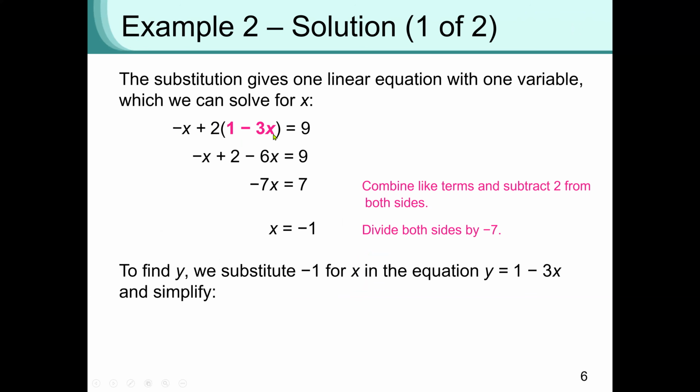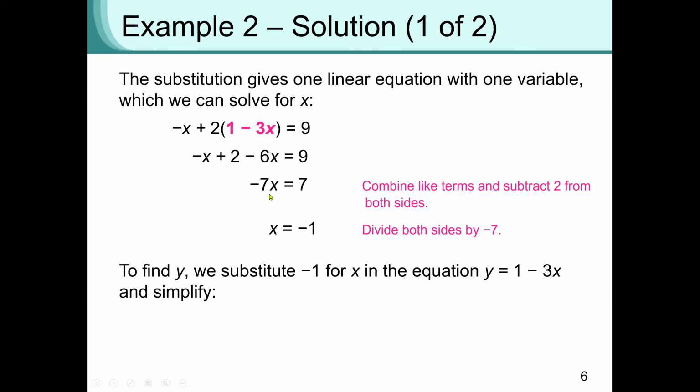So first we open the parentheses, 2 times 1 is 2, 2 times minus 3x will give me minus 6x. Then I can combine the like terms, which is minus x plus minus 6x, and that will give me minus 7x. Now, plus 2, when plus 2 crosses the equal sign, it will change to minus 2. So 9 minus 2 will give me 7.